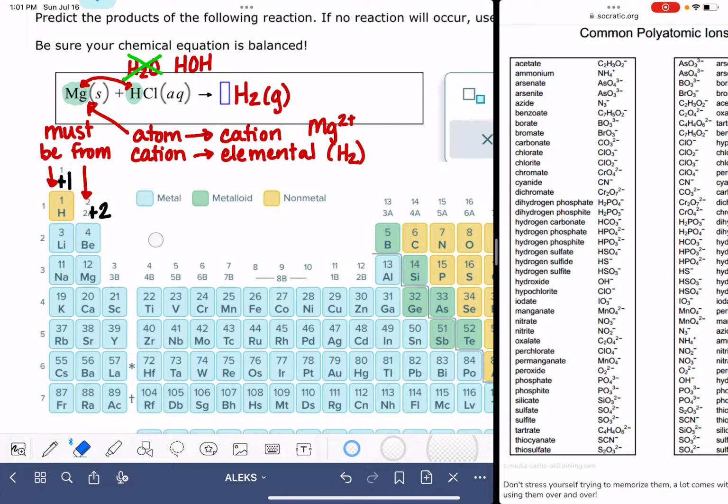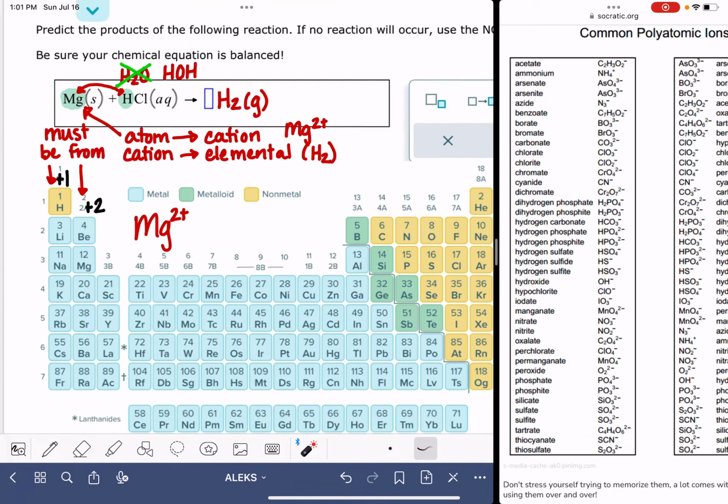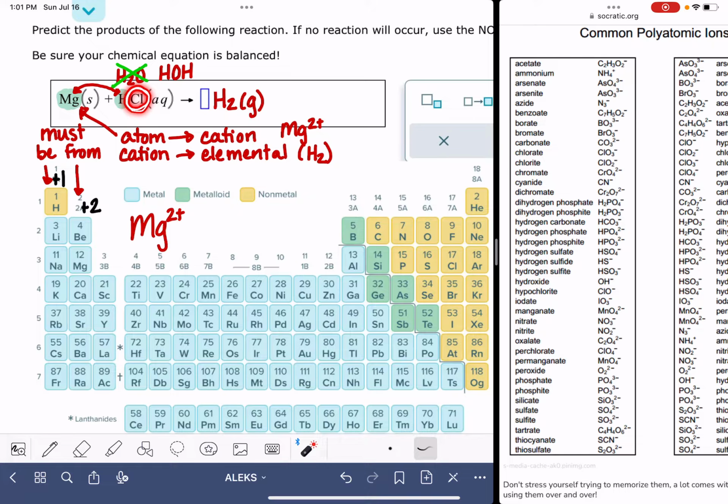The magnesium is going to turn into the Mg2+ ion, and it is going to be bonding ionically with the chloride anion, or whatever your anion is in your molecule. So for me, I have this chloride ion. I need to figure out what the charge is on this anion in order to write the correct formula for the compound that's going to be created when this magnesium combines with the chloride.